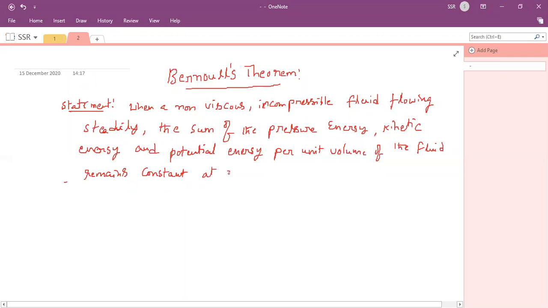Path of flow. So this is about the statement. I repeat once again. When a non-viscous incompressible fluid is flowing steadily, the sum of pressure energy, kinetic energy and potential energy per unit volume of the fluid remains constant at all points of the path of fluid. We know already what pressure energy per unit volume, kinetic energy per unit volume, and potential energy per unit volume are. That we need to prove.